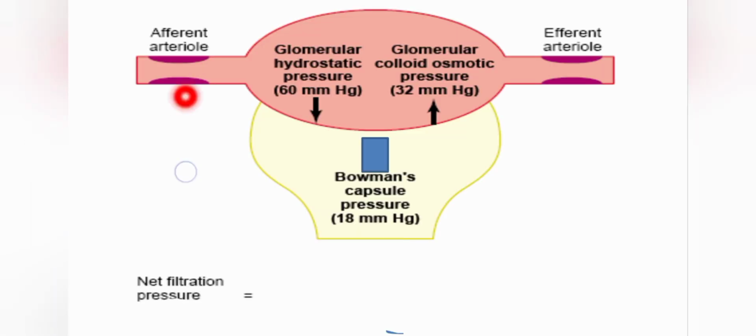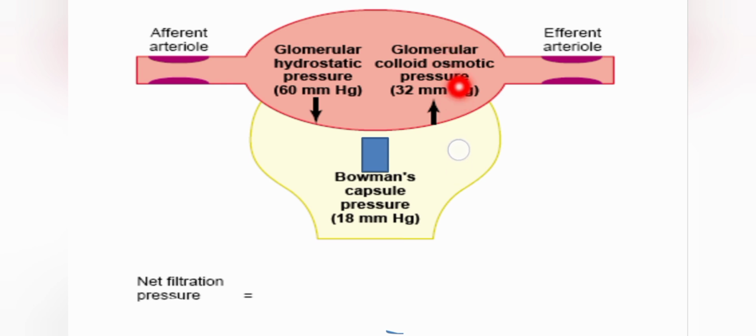As you can see here, this is the afferent arteriole, this is the glomerular capillary, and this is the efferent arteriole, and this thing is Bowman's capsule. The two forces inside the glomerular capillary are glomerular capillary hydrostatic pressure and glomerular capillary colloid osmotic pressure. Glomerular capillary hydrostatic pressure is the major force, or the chief force, which determines GFR. Its value is 60 millimeter of mercury, and it favors filtration, or the formation of glomerular filtrate. While the glomerular capillary colloid osmotic pressure is mainly due to the presence of protein in the plasma, and its value is about 32 millimeter of mercury.